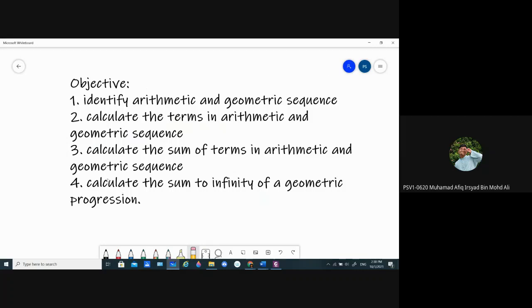The objective of today's lesson is that you will be able to identify arithmetic and geometric sequences. You'll be able to calculate the terms in arithmetic and geometric sequences. You'll be able to calculate the sum of terms in arithmetic and geometric sequences. You'll be able to calculate the sum to infinity of a geometric progression. Okay, so this is what we're going to do today.